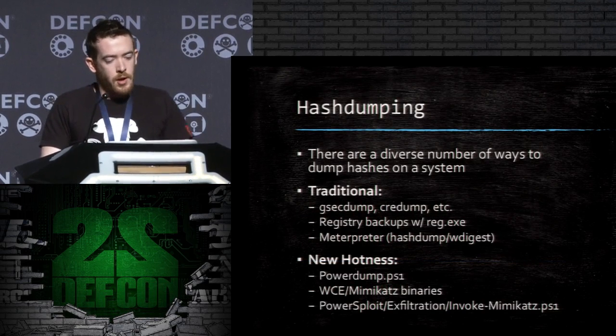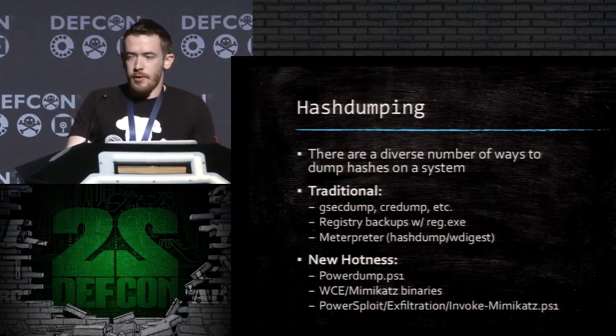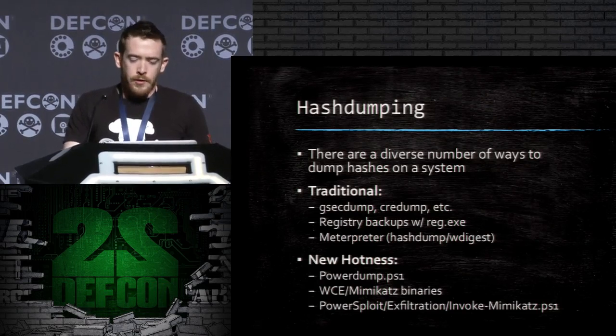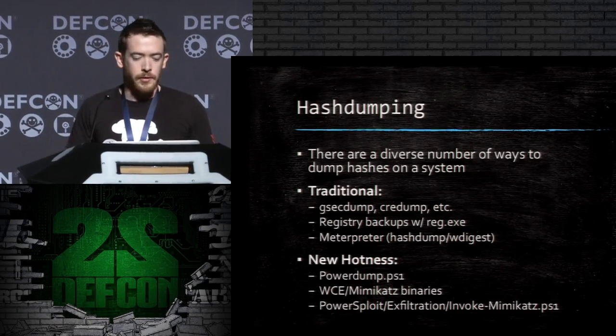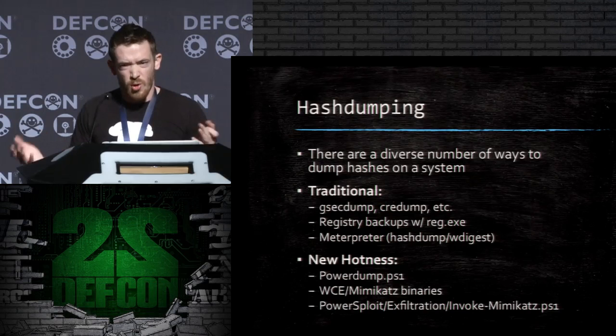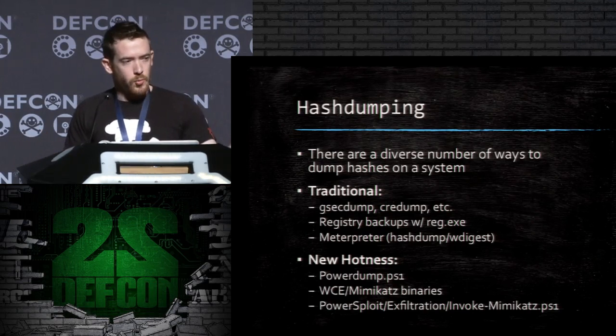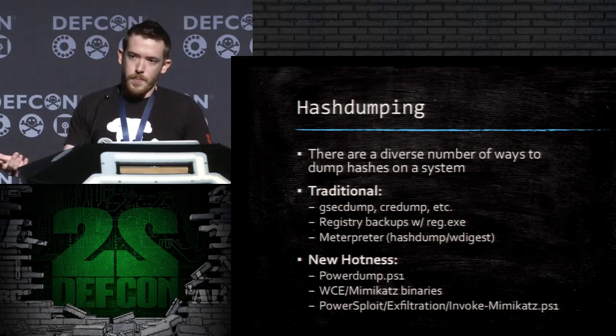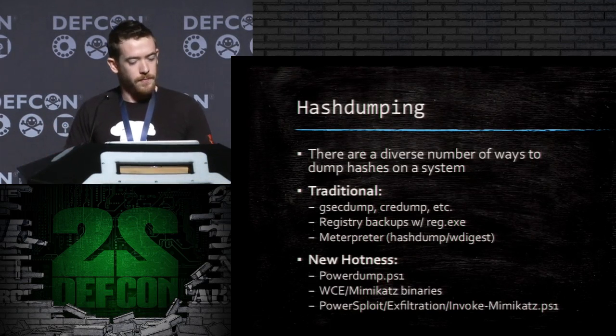With hash dumping, there are a diverse number of ways to dump hashes on a system. A lot of the traditional ways involve dropping a binary like gsecdump, credump, those types of things. The problem with that is, AV has started to flag or write signatures to these static tools, so we don't always like to drop stuff to disk. You can do registry backups with reg.exe, pull those files down, or you can get an interpreter session, do it a little bit more manually, do hashdump, wdigest, and all that good stuff.